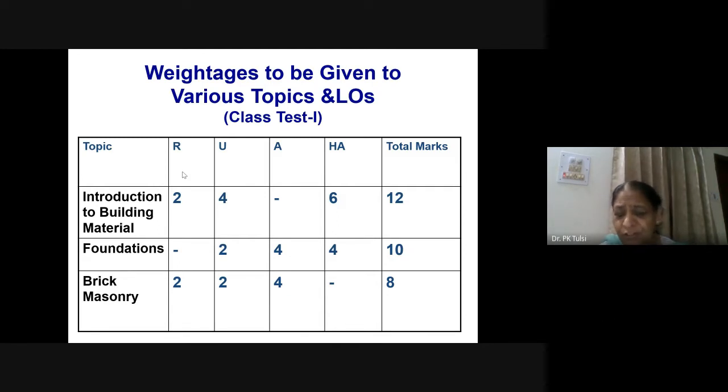Then foundation, again keeping in mind the learning outcomes specified for the topic, you again determine how much weightage you are going to give to the various levels of learning outcome. And you have already prioritized, you have already put a tick mark, which is the learning outcome you would like to assess in class test 1. Then brick masonry, again you have given the marks.